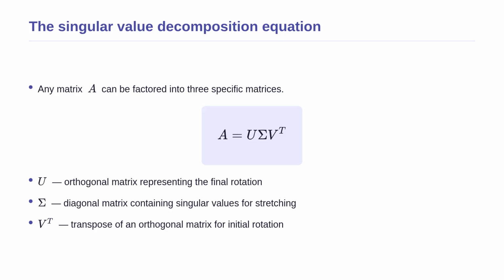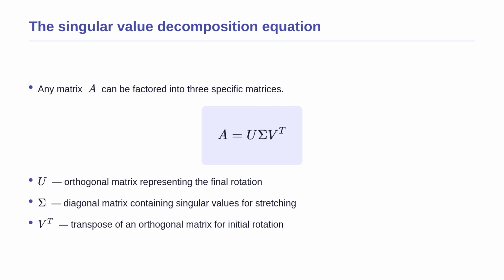Now that we understand the concept of rotating and stretching, let us look at the mathematical formula that makes this possible. The singular value decomposition states that any matrix A can be factored into the product of three specific matrices, U, sigma, and V transpose. Let us break down what each symbol means.